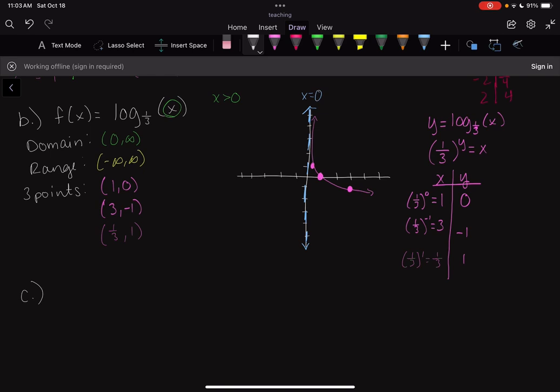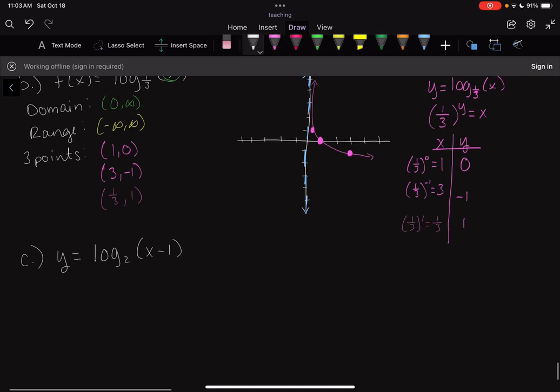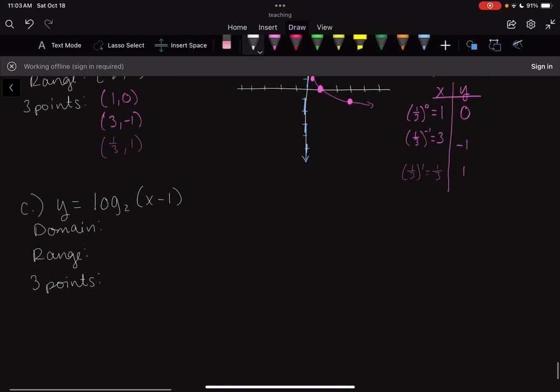Let's do some where we start to have some more shifts and stuff like that in there. So for our next one, we're going to do y equals log base 2 of (x minus 1). We're going to do domain, range. We're going to find 3 points. And I'll draw my graph right here.